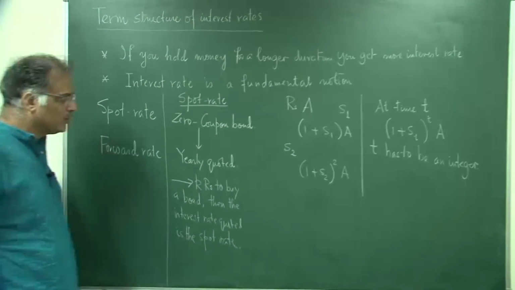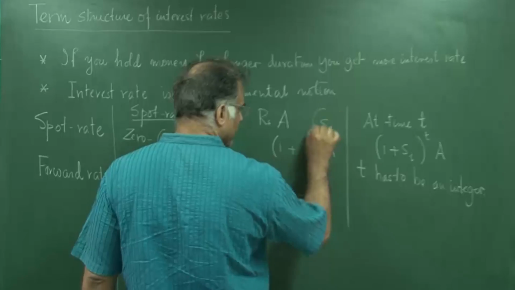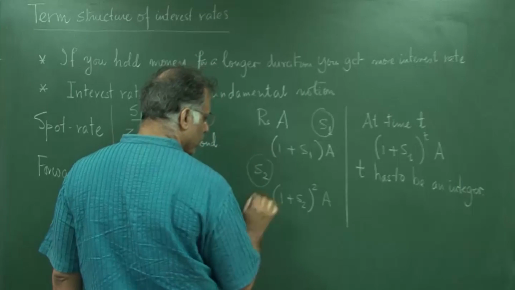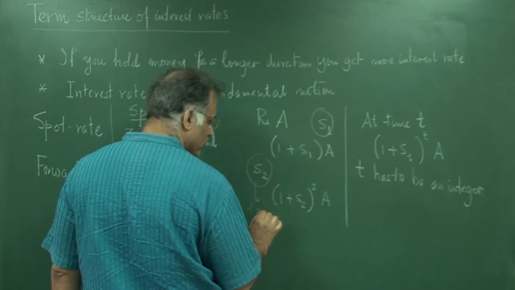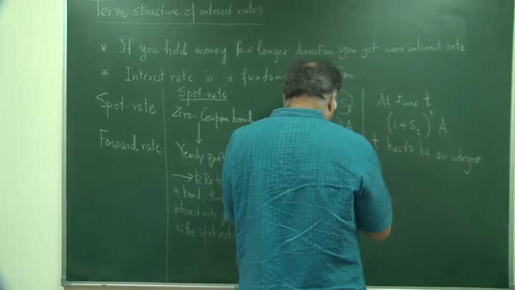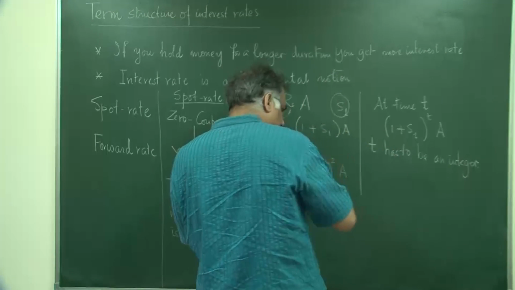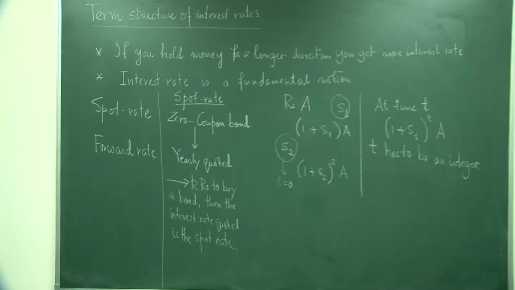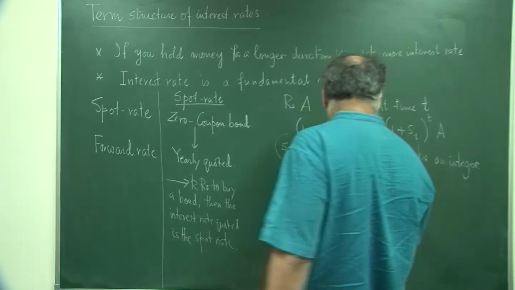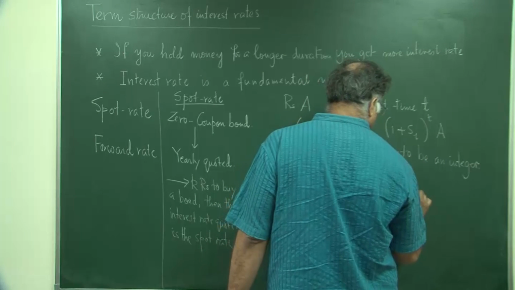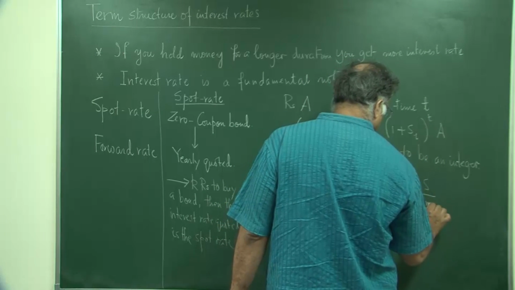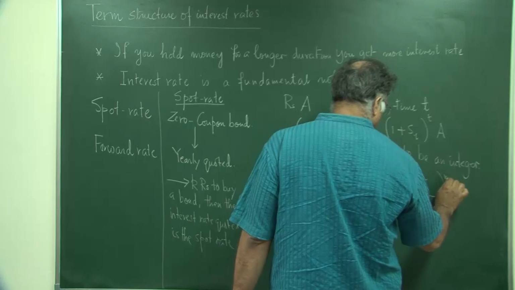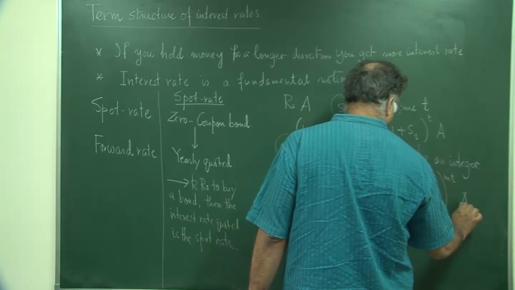You quote, because these quotes, S1 or S2, are all quoted at time t equal to 0. Now if you want to hold your money till time t, but you want every year to be divided into m equal periods, then the money that you will get if you invest A rupees is as follows.